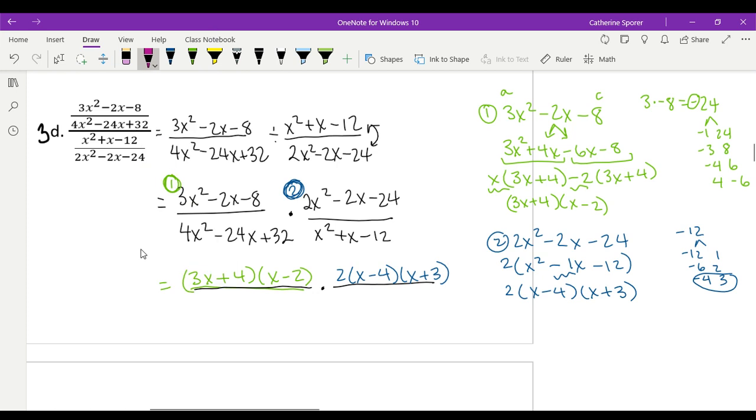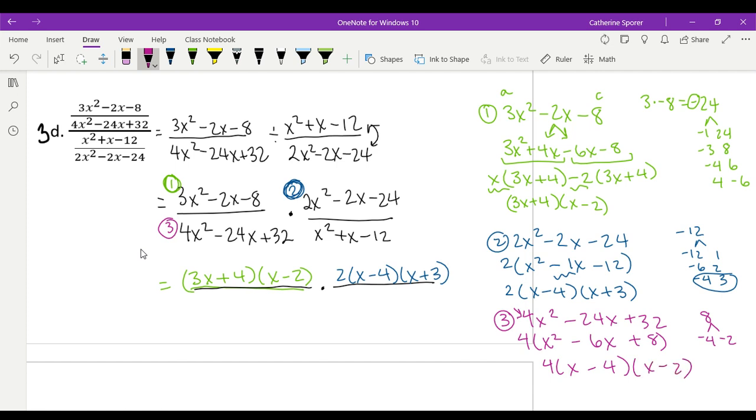Okay, next part, the bottom left here. So I'll call that number 3. 4x squared minus 24x plus 32. First, let's see if we can divide out this front 4, and we can. So that would be x squared, minus 24 over 4 is 6, 32 over 4 is 8. So we're looking for the factor pair of 8 that would add to negative 6. And that's negative 4, negative 2. So 4 times x minus 4, x minus 2. And that goes in the bottom left.